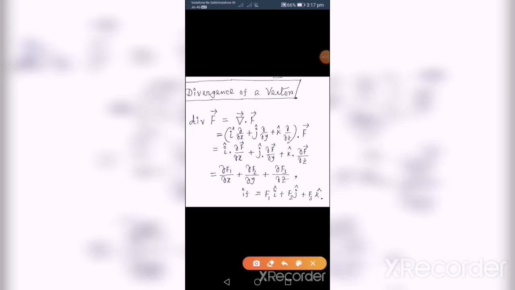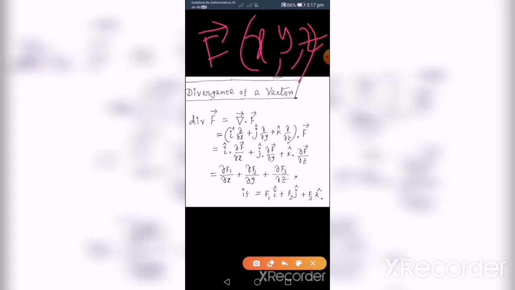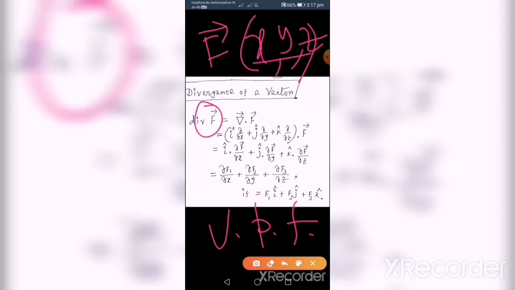Divergence of a vector. If f(x,y,z) is a differentiable vector point function, defined at each point (x,y,z) in some region of space, then the divergence of f, denoted by div f, is defined by div f equal to del dot f, that is, (i del/del x plus j del/del y plus k del/del z) dot f.